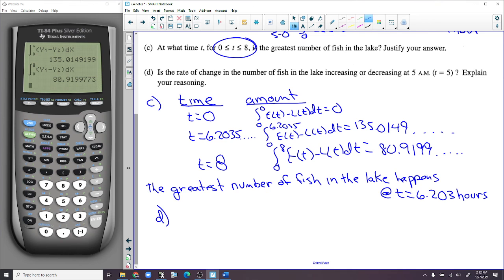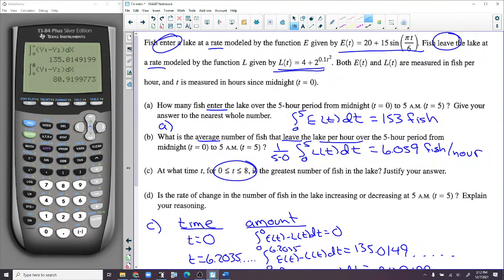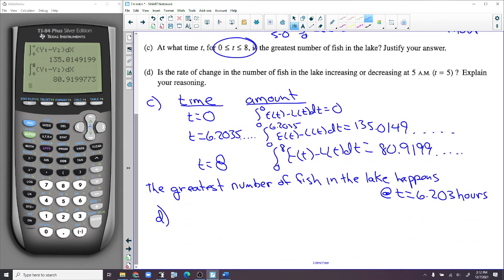Now, the functions that we're given, I consider the original function how many fish, and I consider this the first derivative. So to find out whether the rate is increasing or decreasing at 5, we take entering prime of 5 minus leaving prime of 5. And a couple students, and I totally get it, have this knee-jerk reaction: wait, how come you're taking the derivative? Don't we already have the derivative? Well, yeah, we're seeing if the derivative is increasing. So we actually have to take the derivative of the derivative.